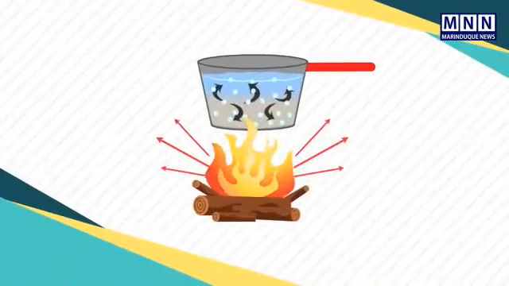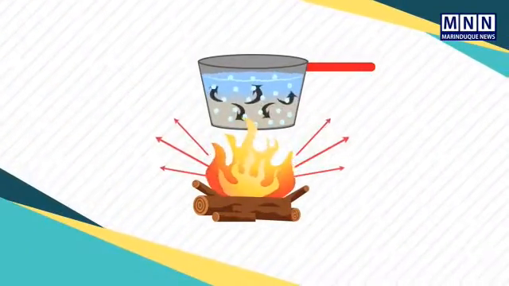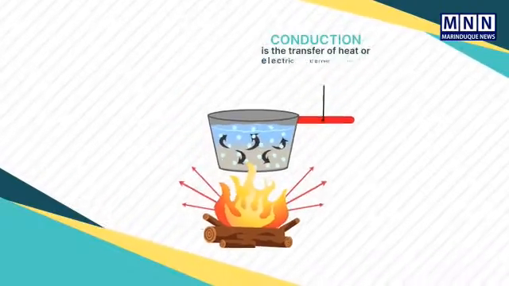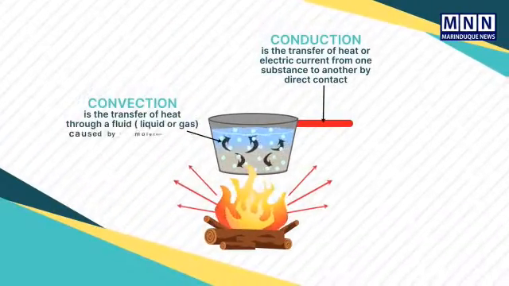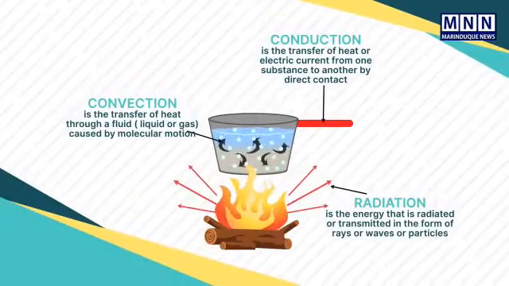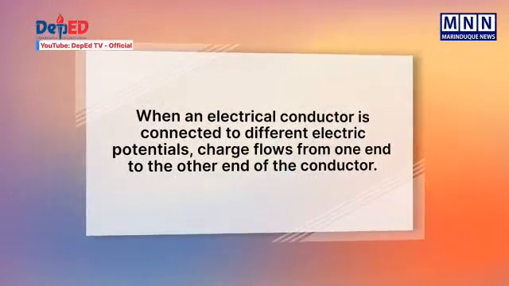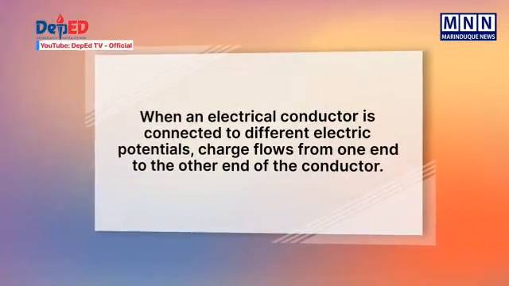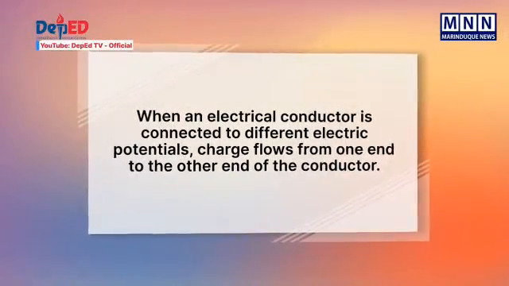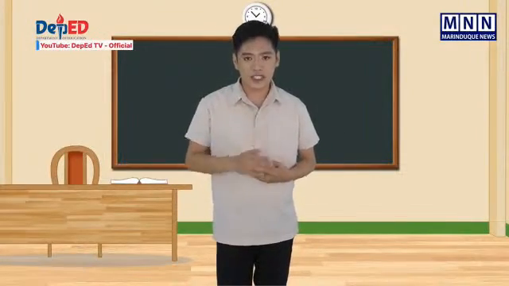In our previous lesson about heat and temperature, we learned that heat energy flows from a body with higher temperature to a body with lower temperature. The flow ceases when both bodies reach the same temperature. Similarly, when an electrical conductor is connected to different electric potentials, charge flows from one end to the other end of the conductor. Without a potential difference, no charge flows as well.